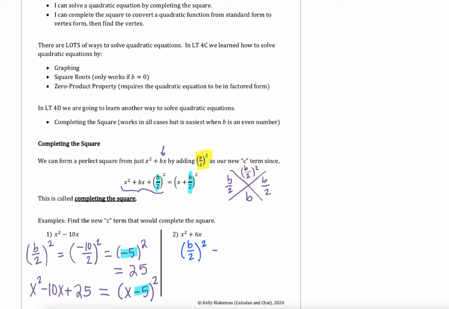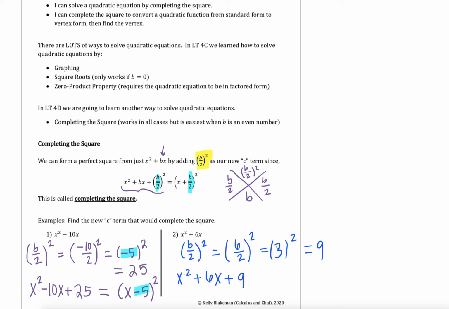So for this example, our b is 6, so we have 6 over 2. We are squaring that, so we end up with 3 squared, and then 3 squared gives us 9. Now that we know what our new c term is, I can go ahead and add that to our original quadratic. So we get x squared plus 6x plus 9.